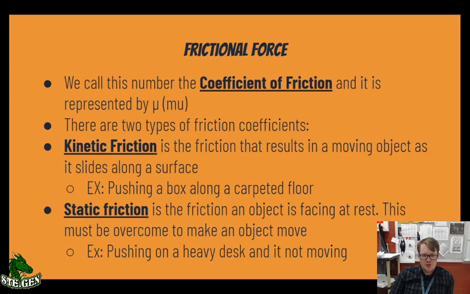So the way that we actually relate them together is based on a mathematical coefficient. We call that the coefficient of friction. It's represented by this little backwards or upside down h, or as the Greek letter is called, it's a mu. There are two kinds of friction coefficients. There's kinetic friction and then there's static friction.